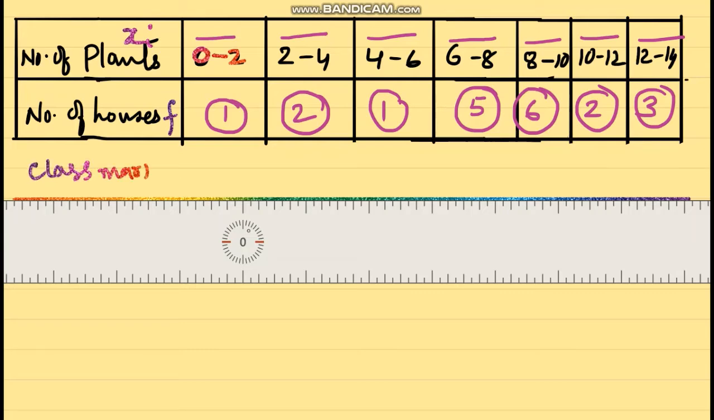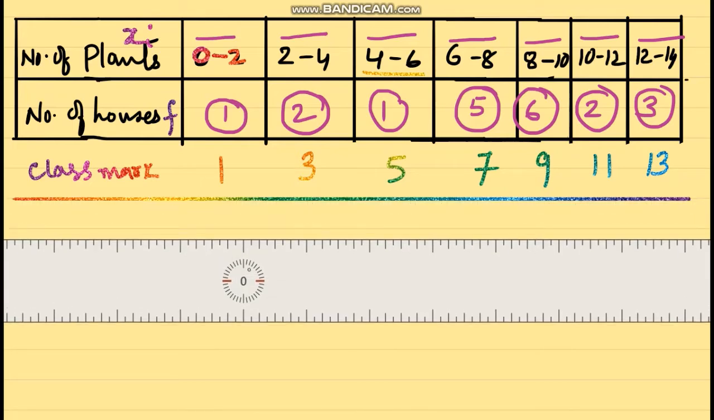So see, if we are going to find the class mark, it will be 0 plus 2 by 2, so that will be 1. And 2 plus 4 by 2, 6 by 2, that is 3. 4 plus 6 by 2, 10 by 2, that is 5. Now here you will get 7. Here you will get 9. Here you will get 11. And here you will get 13. Now the next part is you have to find xi fi.